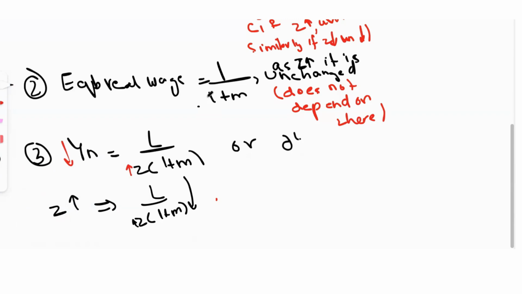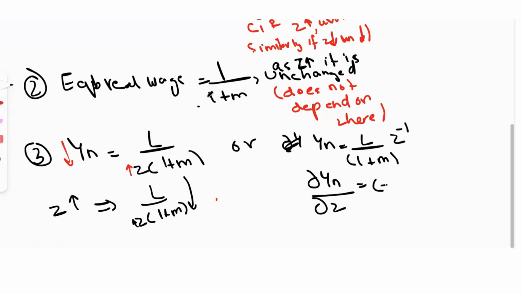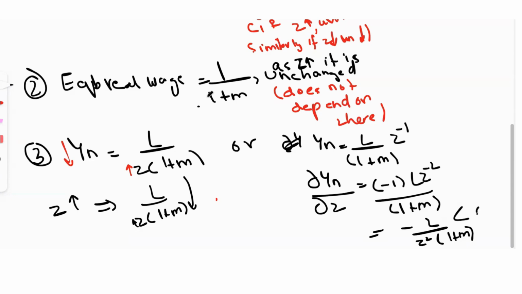Or we can again compute the derivative. So for this, let me rewrite yn with z in the numerator. But it's helpful to take whatever you take in the derivative of the numerator. So I'll write it as L by 1 plus m times z to the power minus 1. Now I'll do partial yn by partial z. So we'll take the power down, reduce the power by 1, and then we can rewrite it like this. Minus L by z squared, 1 plus m. Here we know the markup is positive. Labor force is obviously a positive value as well. So overall this derivative is less than 0.